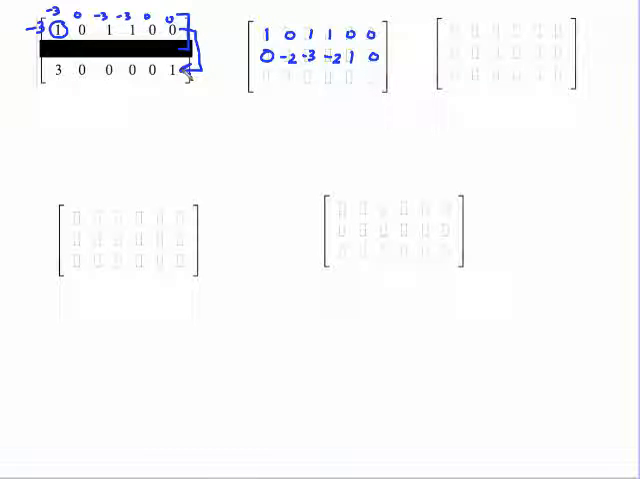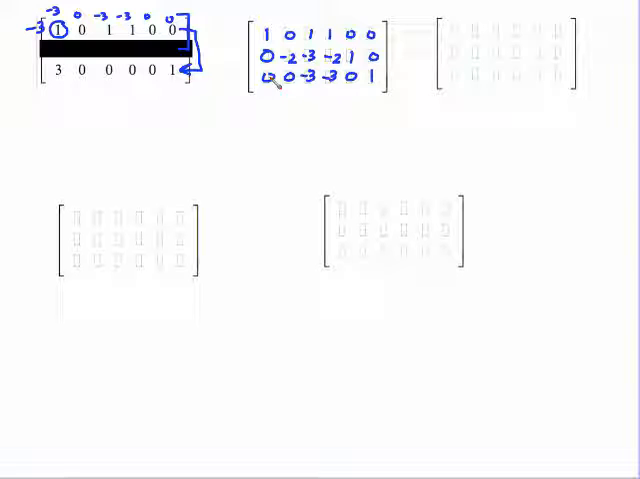The first row and the 3rd row together: negative 3 plus 3 is 0. 0 plus 0 is 0. Negative 3 plus 0 is negative 3. Negative 3 plus 0 is negative 3. 0 plus 0 is 0. And 0 plus 1 is 1. So that's my first couple steps there to get the 1 in the first position here and zeros underneath.